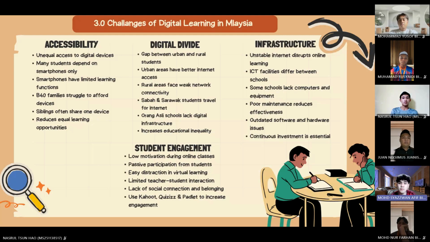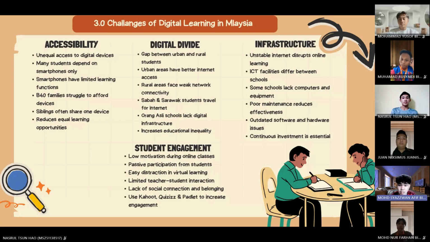Next is the digital divide. The digital divide refers to the gap between students in urban and rural areas. Students living in cities usually have better internet access, while those in rural areas often experience weak or unstable connection. This problem is especially noticeable in Sabah and Sarawak, where some students need to travel to places with stronger internet signals just to attend online classes or submit their assignments.